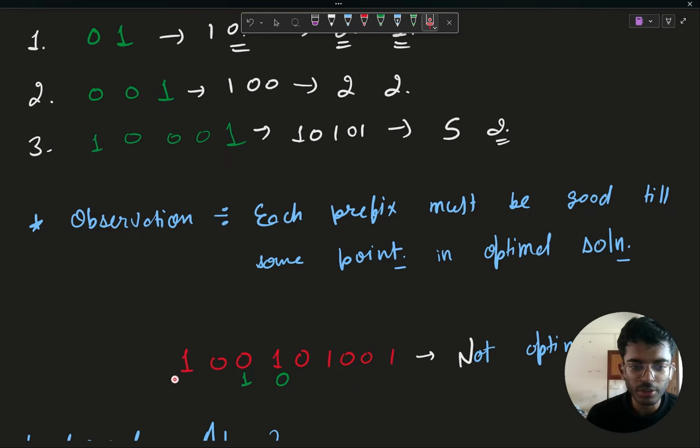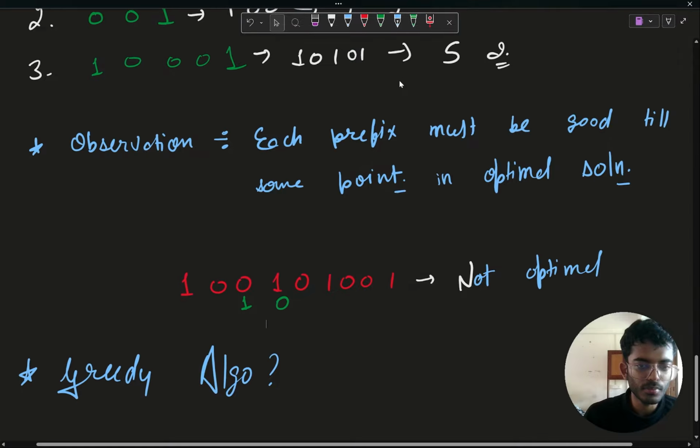Because for the future, the number of ones would remain the same, and the number of zeros would also remain the same. So it turns out that, okay, our observation is correct. Each prefix must be good until some point, right? Because if it is not, we can always do such a swap and make it better.